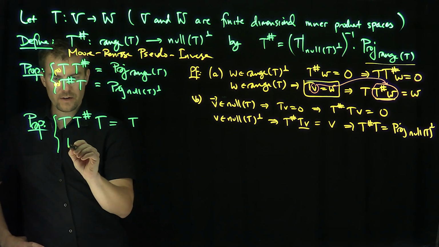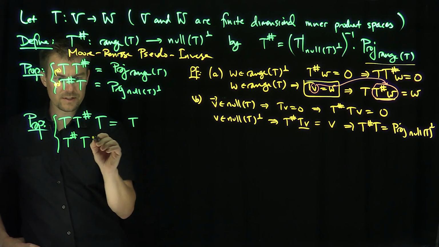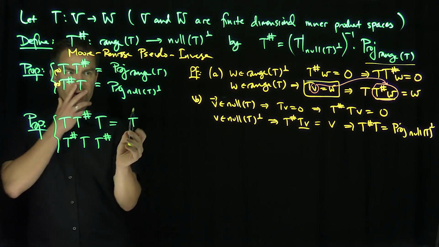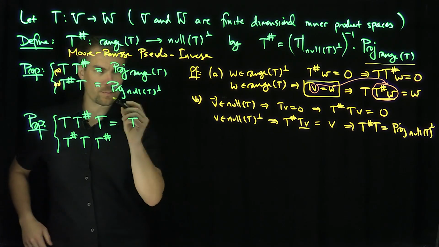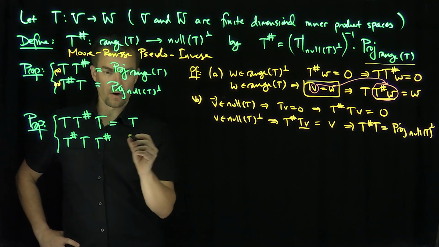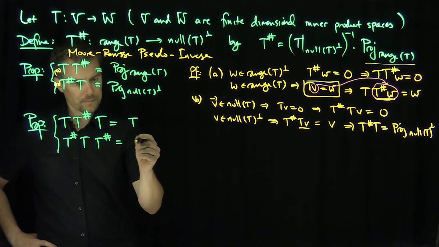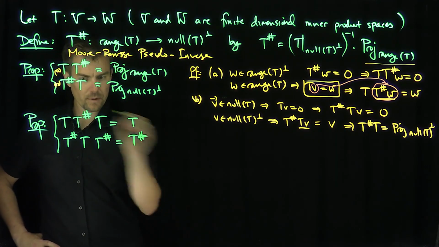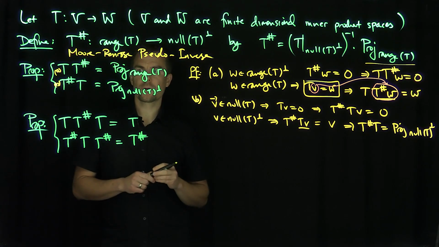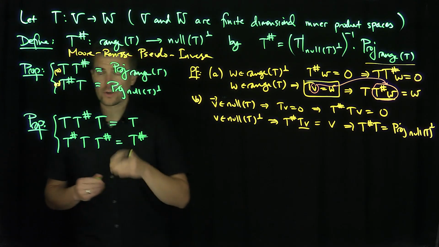And then if I do T sharp, T sharp, then look over here, this is the projection onto the null space over here, so this should be the same thing as just doing 2 in a row, right? So this is going to be just T sharp over here, right? Great. So how do we prove this proposition?